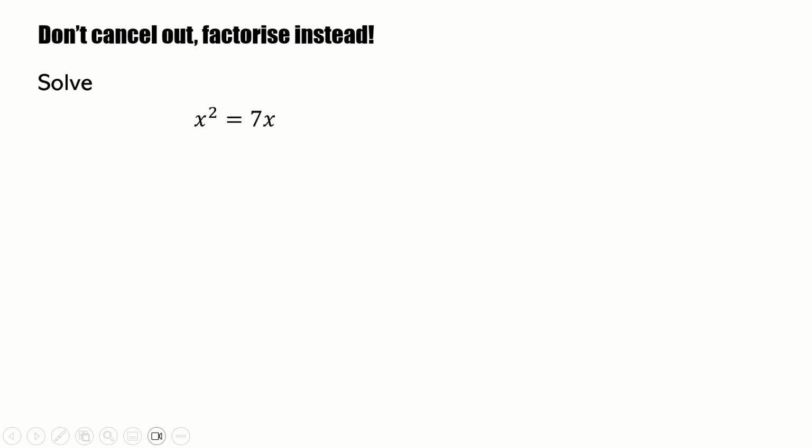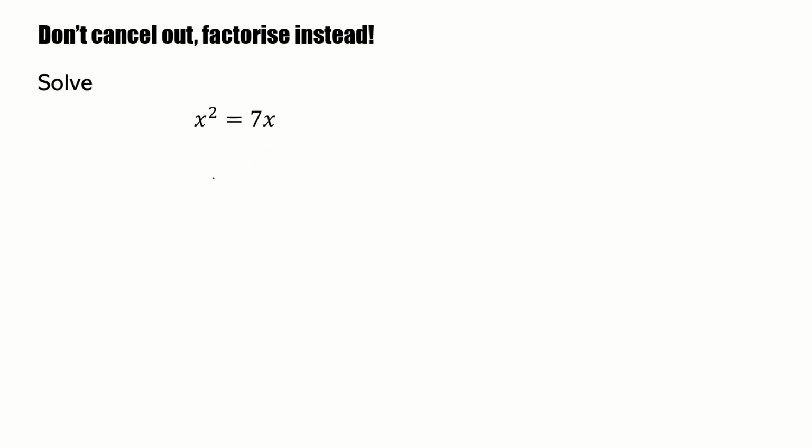So a classic example for that is even something as simple as a quadratic. In this quadratic, it's very easy to look at it and go, oh look, there's an x squared and a 7x. Both those things contain an x, so I could make the equation more simple by dividing both sides by x. But if you do that, you are going to lose some solutions. So don't. Instead, what you want to do is factorise instead of dividing by x.